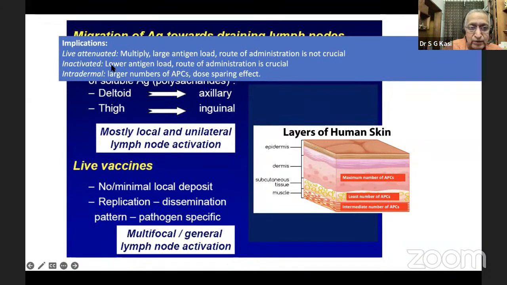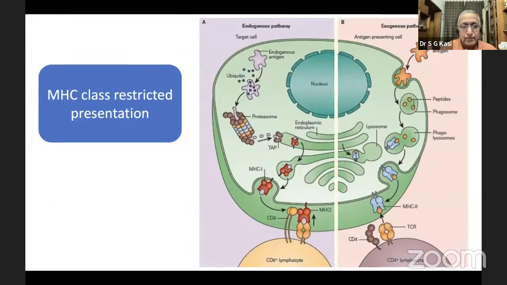On the other hand, inactivated vaccines have a much lower antigen load. So it is very essential to administer it only at that place which has a good number of antigen presenting cells. And for convenience and ease of administration, it is generally administered in the muscle. We must remember that if we administer in the dermis, it produces a much better immunological response. But there is a technical difficulty of administering in the dermis. You cannot give adjuvanted vaccines in the dermis. That's the reason we prefer intramuscular and not intradermal vaccination.